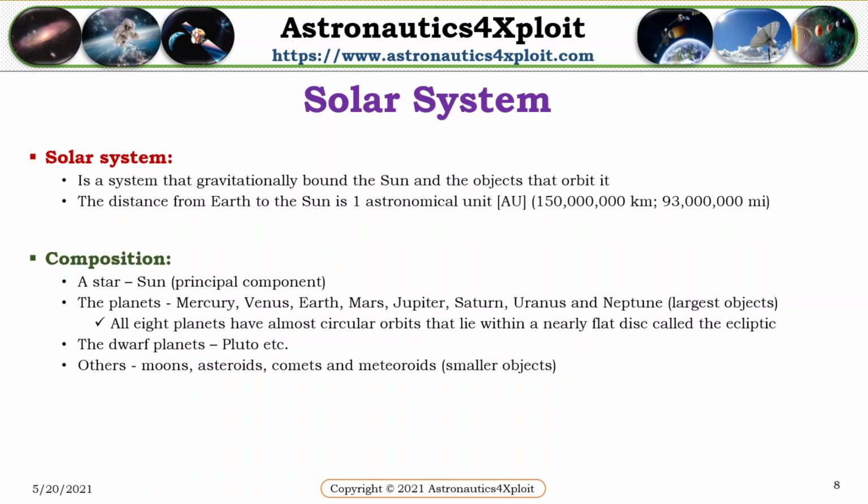Solar system is composed of a star, which is the Sun, that is the principal component. The planets, which are Mercury, Venus, Earth, Mars, Jupiter, Saturn, Uranus, and Neptune. All the 8 planets have almost circular orbits that lie within a nearly flat disk, which is referred to as the ecliptic plane. The dwarf planets, for example Pluto, and others are moons, asteroids, comets, and meteoroids.